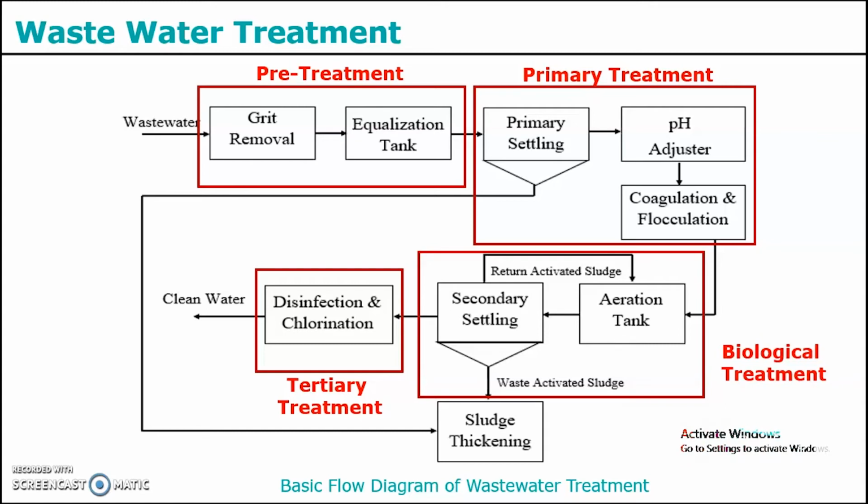In primary treatment, firstly, primary settling occurs after the equalization tank. Suspended solids are separated with the help of gravity. Induced air flotation occurs in the tank where low density solids and oil and grease are separated from the liquid phase. Then, pH is adjusted to allow the wastewater to adjust its solubility for particles to attract to each other.